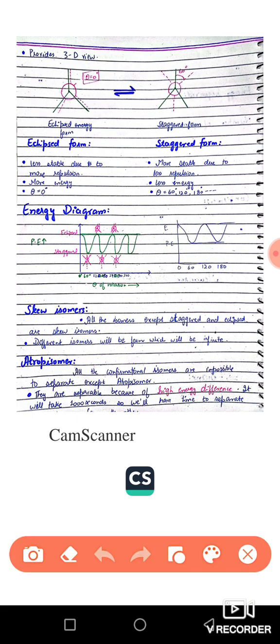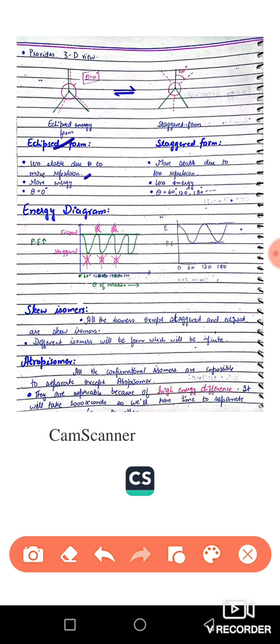So the eclipse form is less stable. Due to more repulsion, the hydrogens are very close to each other, and they show repulsion to each other, so it is less stable. Whenever there is repulsion, there is less stability. And this concept is really important. If you know this concept, then this lecture is going to be easy for you.